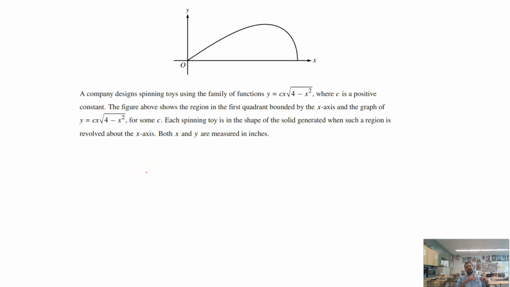So this says a company designs spinning toys using a family of functions y equals cx times the square root of 4 minus x squared, where c is a positive constant. The figure above shows the region in the first quadrant bounded by the x-axis and the graph of that for some c. Each spinning toy is in the shape of the solid generated when such a region is revolved around the x-axis. Both x and y are measured in inches.